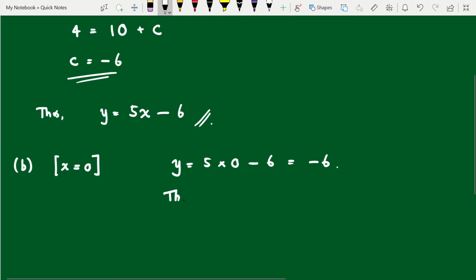And just with a little sentence, thus the line cuts the y-axis at negative 6.